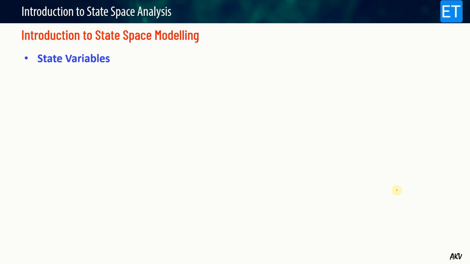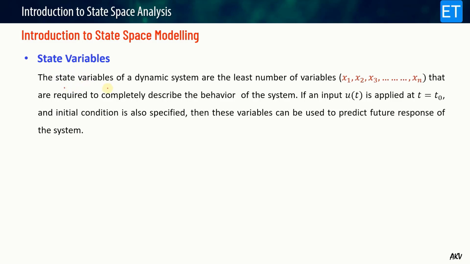So now let's come to some basic definitions which are required to understand state space modeling. First, let's see what the state variables are. The state variables of a dynamic system are the least number of variables that are required to completely describe the behavior of the system. So if some input u(t) is applied at some time, let's say t equal to t0, and initial conditions are known, then with the help of these variables we can predict the future response of the system. So you can clearly understand that this is the least number of variables chosen for a particular system, such that they are able to completely describe the behavior of the system.